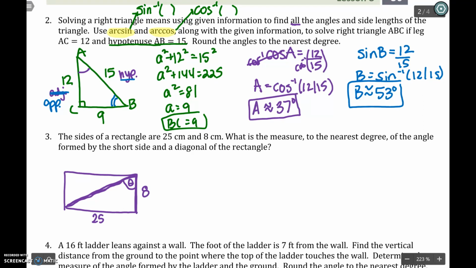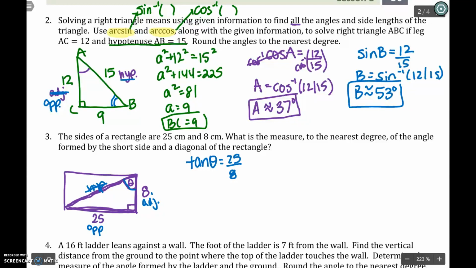That's my theta. I'm going to use this right triangle, where that's the right angle, and I'm going to label. From this angle, the 25 would be the opposite. This one, which is blank, would be the hypotenuse, and this one, the 8, would be the adjacent. So opposite and adjacent is tangent. So tangent for theta equals the opposite, which is the 25, over the adjacent, which is the 8.